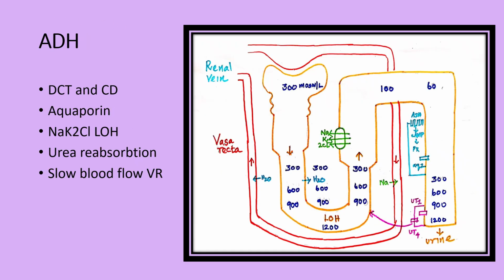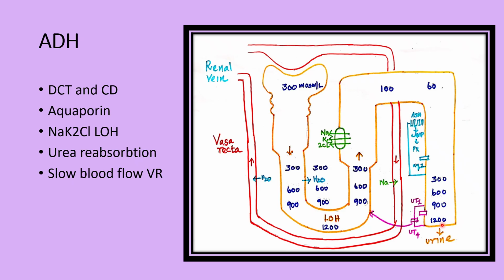Role of antidiuretic hormone in the countercurrent mechanism. Antidiuretic hormone acts on the distal convoluted tubule and collecting duct. It increases the number of aquaporin channels in the lumen of the tubules. It increases water reabsorption. It is important for the concentration of the urine and increases the medullary osmotic gradient.